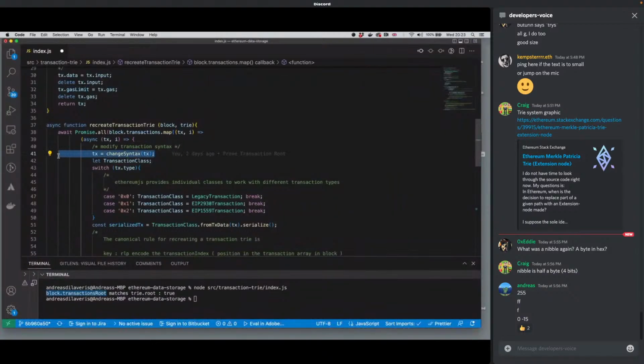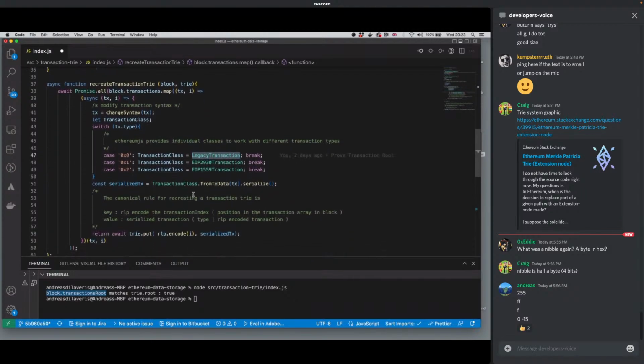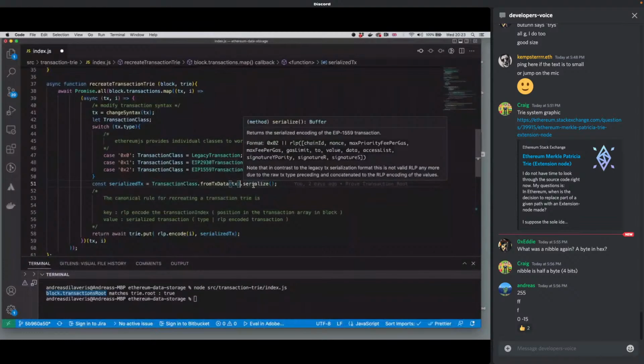So those changes are being made on the transaction. Then, according to what the transaction type is, and we're gonna talk about this, we're instantiating one of the classes from Ethers.js, and we're serializing the transaction. What does serialize mean? It's very similar to the idea of serialize in the Trie library, in the sense that it's RLP encoding plus it's doing a little bit extra.